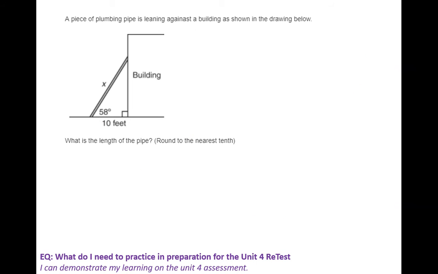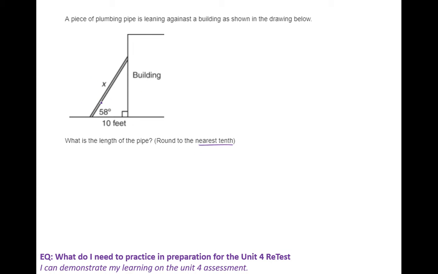On to the next. This one was a very commonly missed problem, and I think the issue was the solving more than anything, not as much the setup. But let's take a look. A piece of plumbing pipe is leaning against a building as shown in the drawing below. What is the length of the pipe? Round to the nearest tenth. So we're going to go nearest tenth. All right, and they already have everything nice and labeled for us.